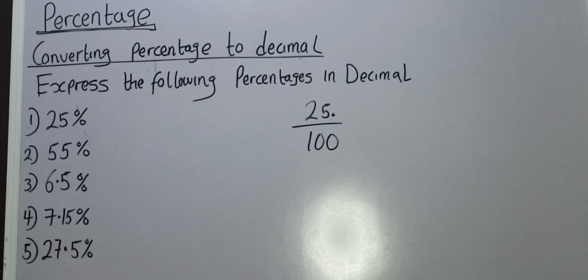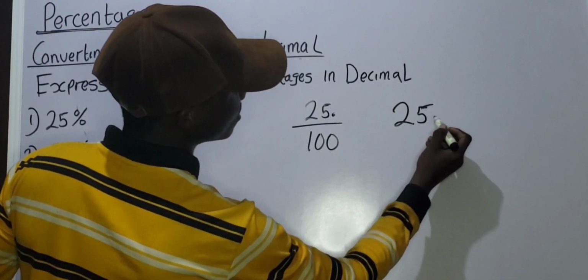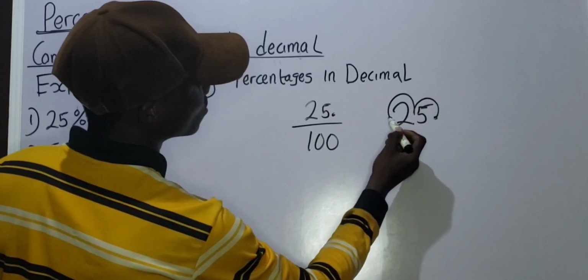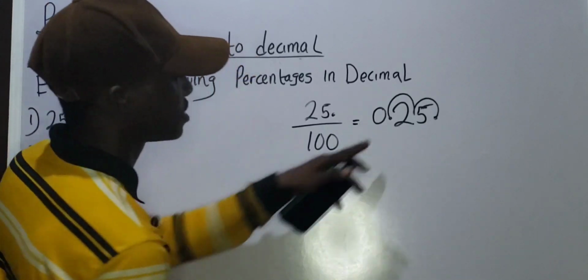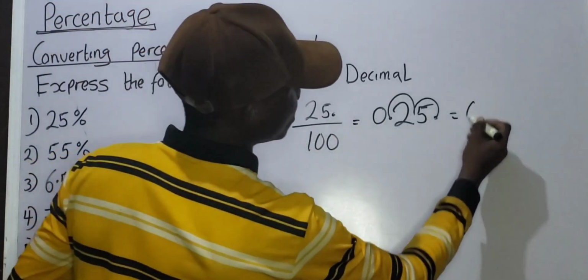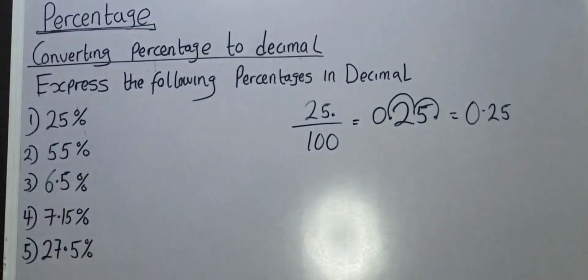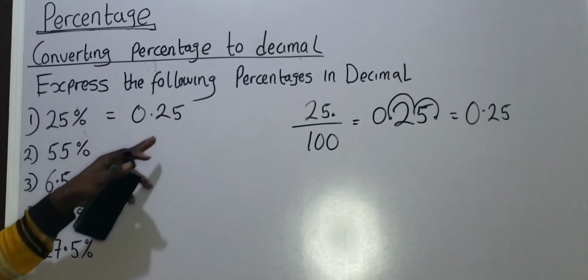But right now, we are going to move the decimal point 2 steps towards the left. Do you understand? So let us move these decimal points 2 steps towards the left. We have 25. This is where the decimal point is before. 1, 2. So I'm going to have a 0 here. That means 25 divided by 100 is equal to 0.25. This is the decimal form of 25%. So the answer here is 0.25. Do you understand how I got this?